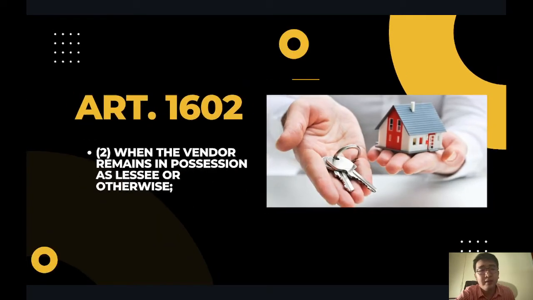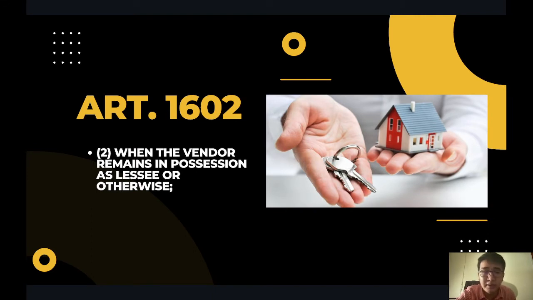Second one, when the vendor remains in possession as lessee or otherwise. Let's say, for example, A sold his house and lot to B. Okay? Normally, if you sell your house and lot, B would take possession and would take ownership of that land, okay, or in that house. But then again, what happens here is that the vendor instead remains in possession as lessee. Okay? That could be an equitable mortgage. Under the law, it is presumed that that is an equitable mortgage.